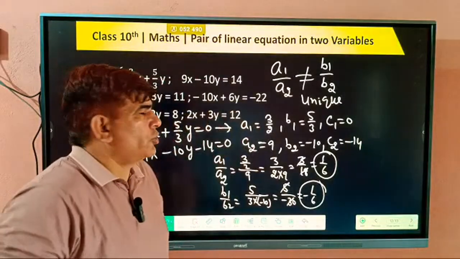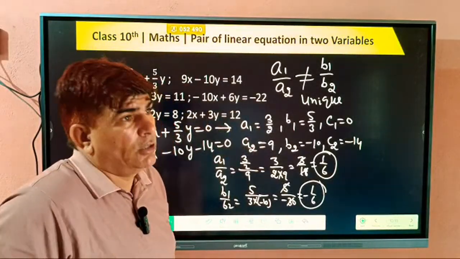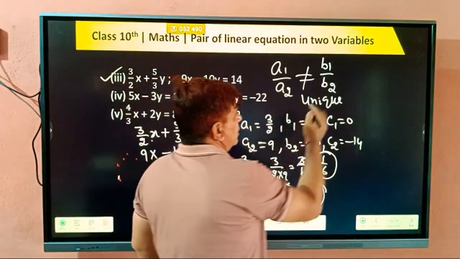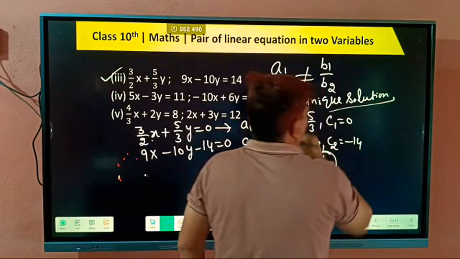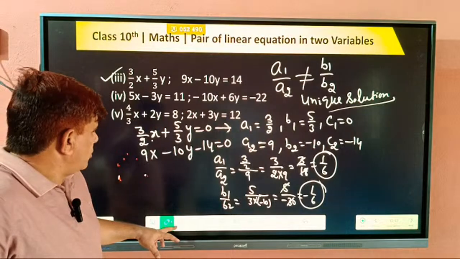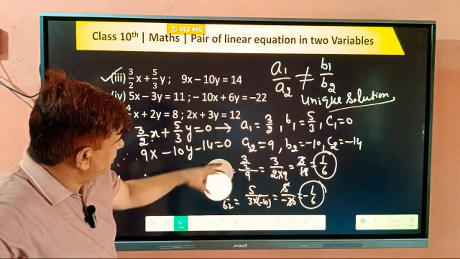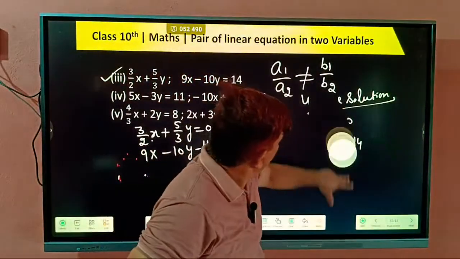And if there is a solution of a linear pair of equations in two variables, what does it mean? Consistent or inconsistent? Unique solution, so it means consistent. Understood? Now the next part. You have to show it like this. No problem about these.